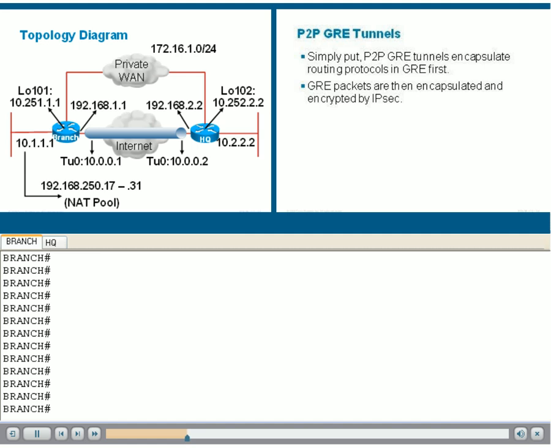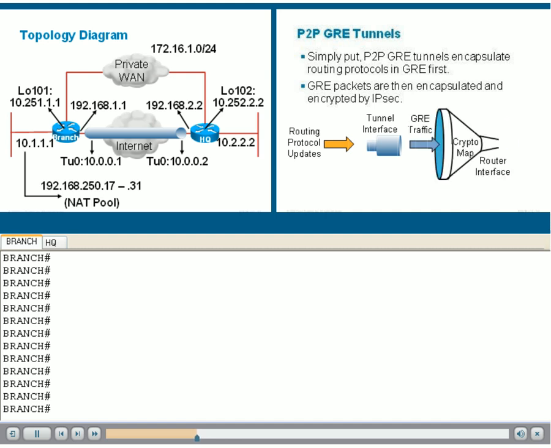Simply put, point-to-point GRE tunnels will encapsulate routing protocols in GRE first, and then the GRE packets are encapsulated and encrypted by IPsec. You can see in the top right panel how the routing protocols will be associated with tunnel interfaces, which will use the physical interface of the router to send GRE traffic that will have to match the parameters of our crypto map, and that way be encrypted by IPsec. There are some dependencies we need to build. We need to map the routing protocols to run on top of the tunnel interfaces. We also need to tell the tunnel interfaces to use the physical interface with the crypto map attached to it to reach the other side.